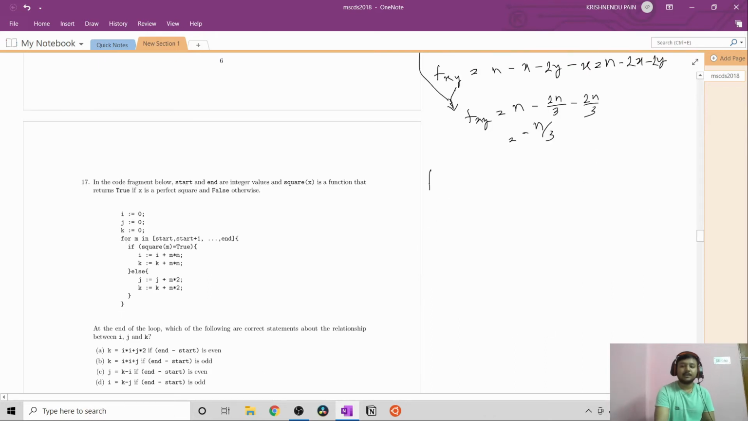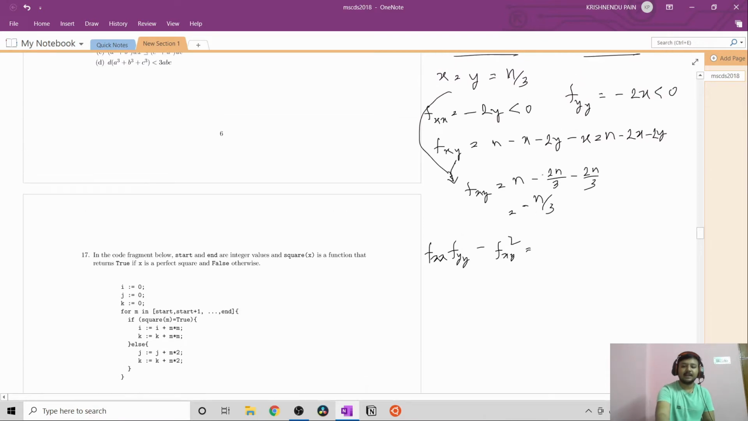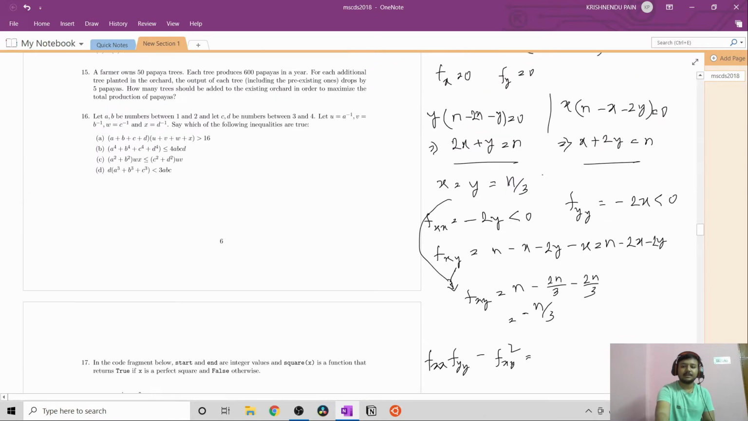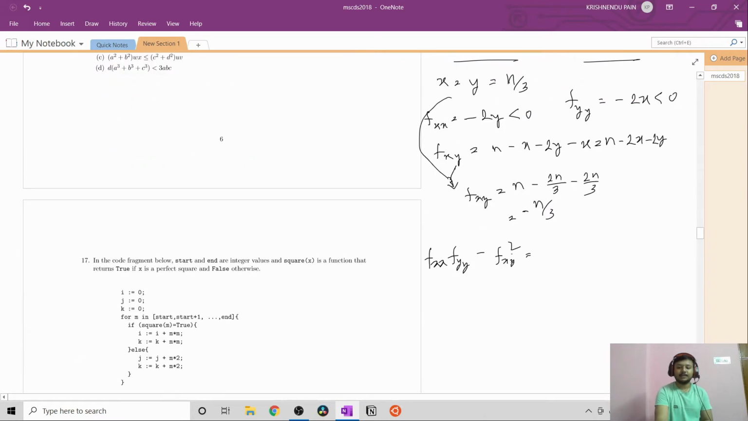Then we will evaluate fxx times fyy minus fxy whole square. fxx at n by 3 is equal to minus 2n by 3 and fyy is equal to minus 2n by 3, which if we multiply will be 4n square by 9 minus fxy whole square, which is n square by 9, so it is 3n square by 9, which is greater than 0.